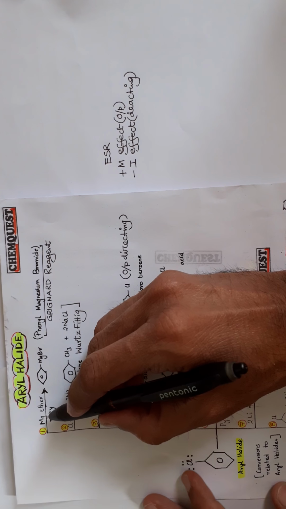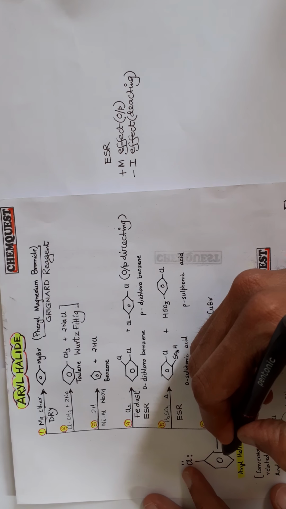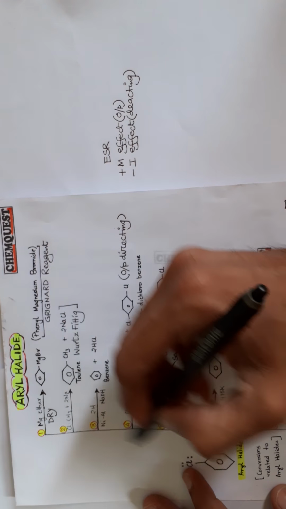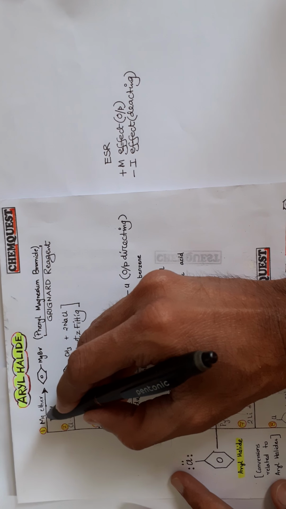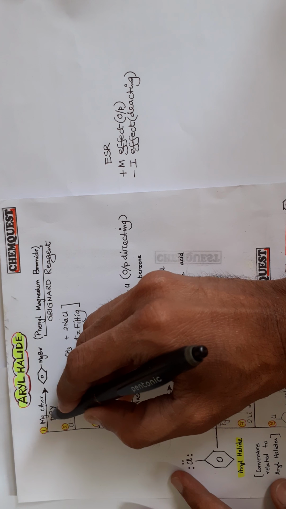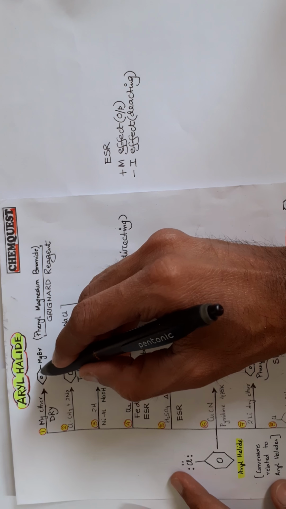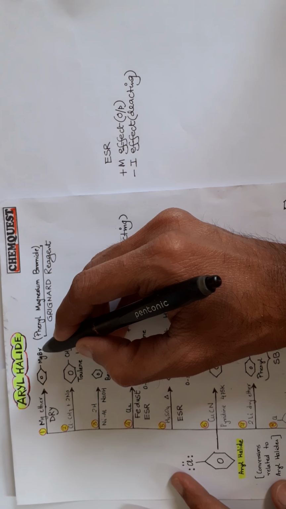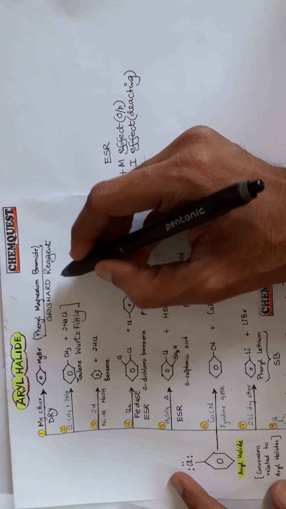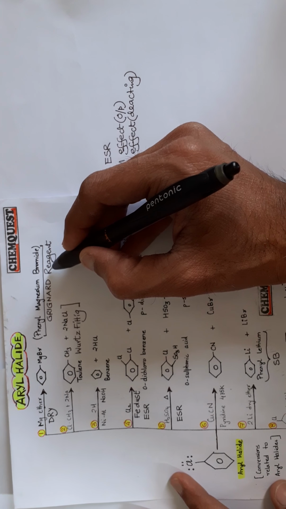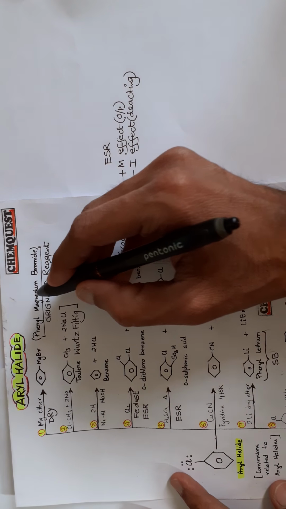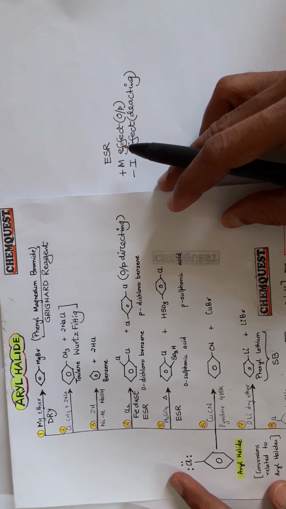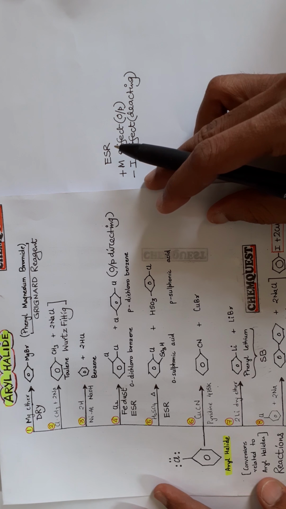Now, the first reaction is chlorobenzene or bromobenzene to Grignard reagent. In magnesium, ether, dry condition, it is converted to phenyl magnesium bromide or phenyl magnesium chloride, which is known as Grignard reagent. Grignard reagent is a very important one to generate other organic compounds.